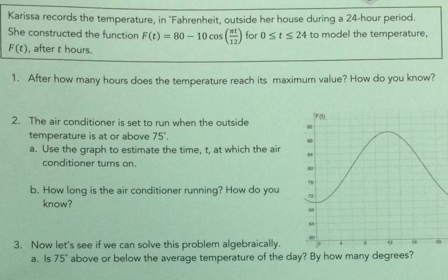So this is our trig equations that we just got tested on, right? I've shifted the midline up 80. I've got an amplitude of 10. The negative is a reflection, so it starts at a valley because it's cosine. And then this is the period change, the pi over 12 times t.